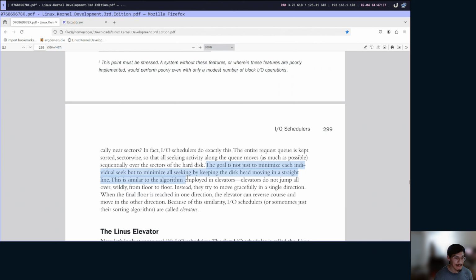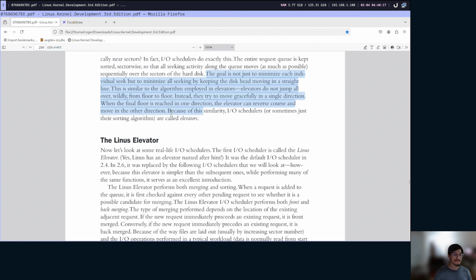This is similar to the algorithm employed in elevators. Elevators do not jump all over wildly from floor to floor. Instead, they try to move gracefully in a single direction. When the final floor is reached in one direction, the elevator can reverse course and move in the other direction. Because of this similarity, I/O schedulers, or sometimes just their sorting algorithm, are called elevators.